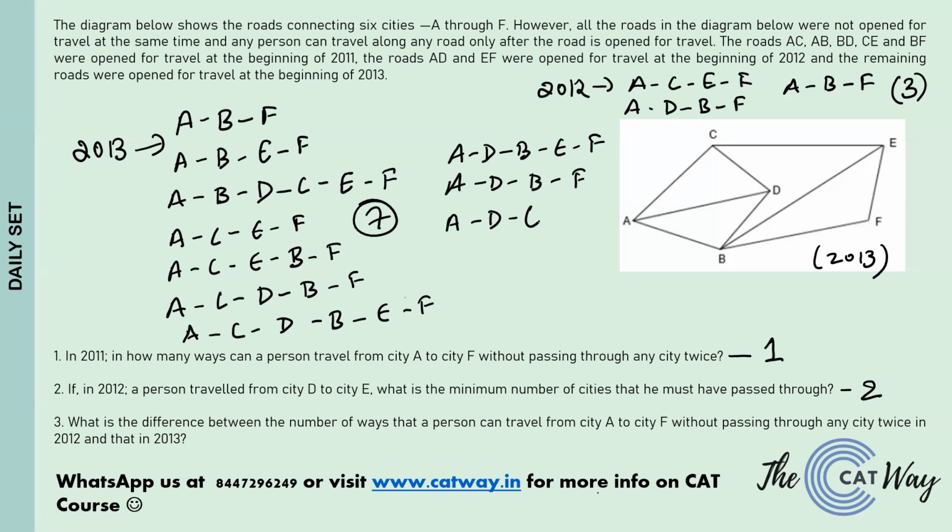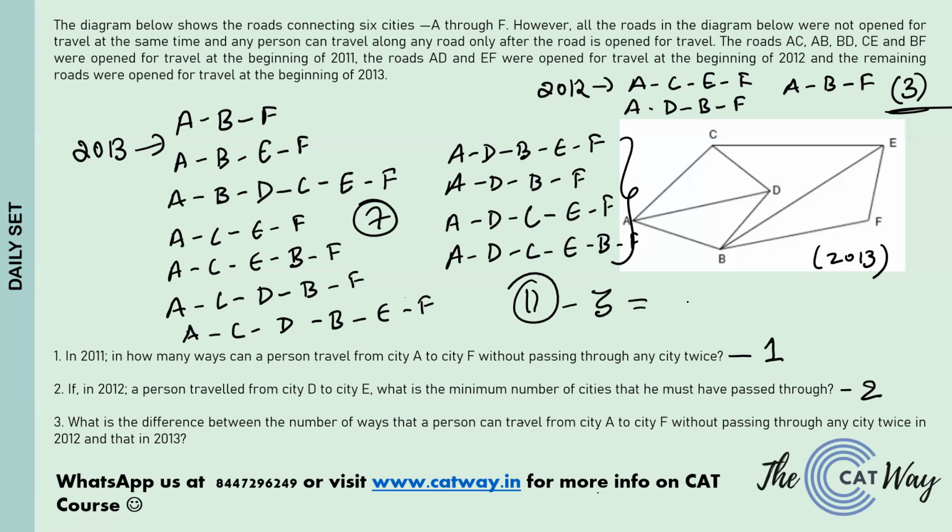So if he went to C, he had the option of going to E and then directly to F. Also, he had the option of going to C and then to E and then going to B and then taking a longer route going to F. So a total of 4 more over here. So a total of 11 ways in 2013 in which a person can go from A to F, whereas there are only 3 ways in 2012. The difference was asked, so we'll subtract it and we get the value as 8. So hope you have understood the set well, guys. And thanks for watching the video.